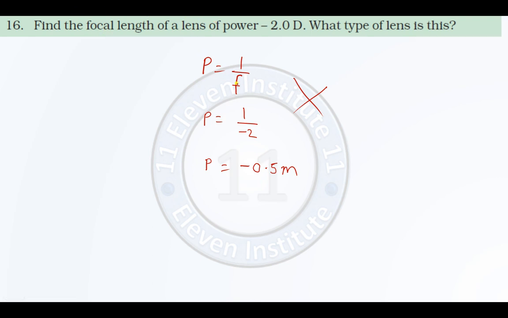Focal length you have to find. Instead of that, power is given to you. So this is a bad habit to jump into the sum like this. What is good habit? Good habit is this. Let me show you. Always write the data that is given to you. See, in the question it is written find the focal length. Just write over here f is equal to question mark.